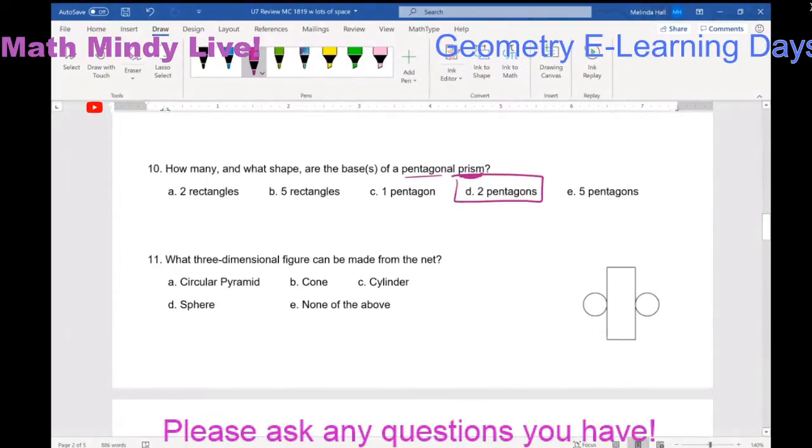And then for number 11, your 3D figure that can be made from the net. Again, we have 2 circles that would be our bases. And so if I have circles for my bases, that means it is going to be a cylinder because cylinders have the 2 circles. Cones only have the 1.